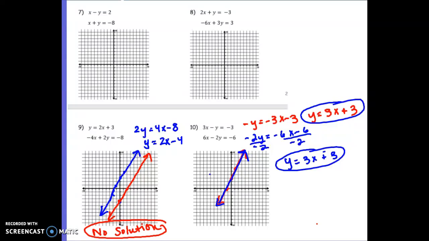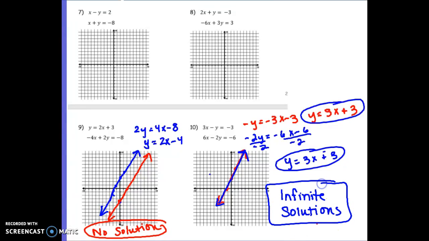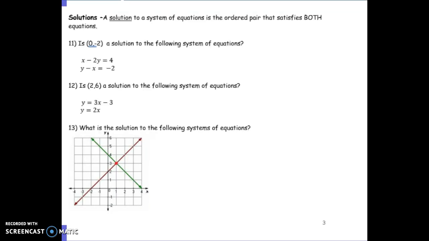That means that every single point is an intersecting point. So this would be the solution of infinite solutions. Okay, not all real numbers, because we're not getting all real numbers. We actually have an infinite number of solutions. Okay, so moving on, I'm going to look at 11 and 12.